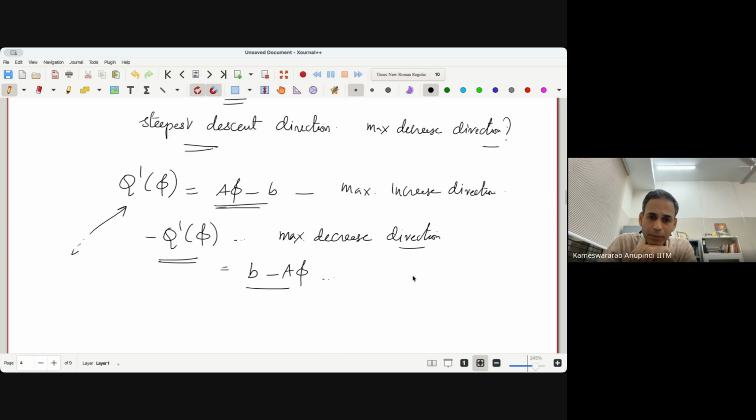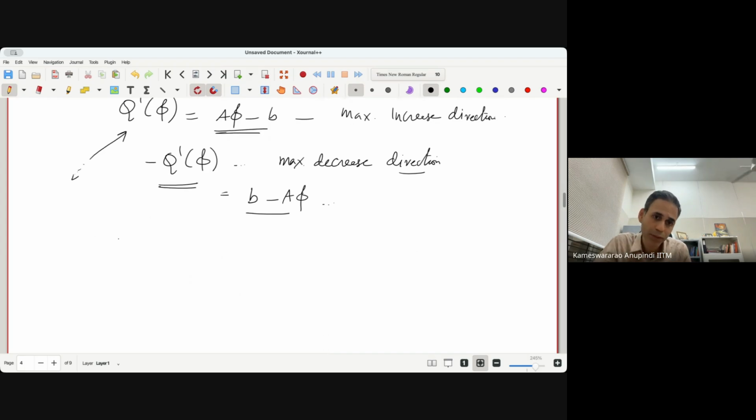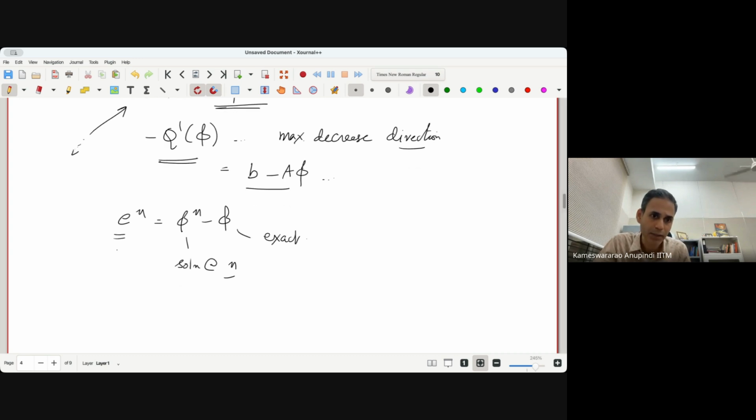Then let me define a couple of things. What is error? e_n equals phi_n minus phi. Again, phi is the exact solution. phi_n is the solution at time level n, and e_n is the error.